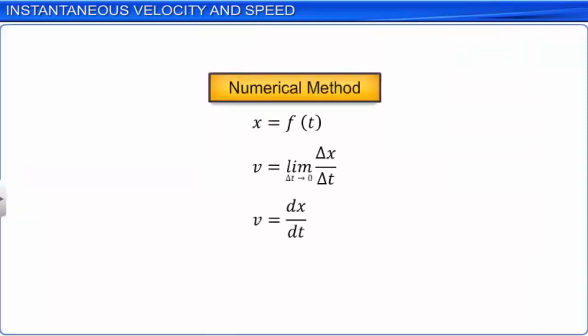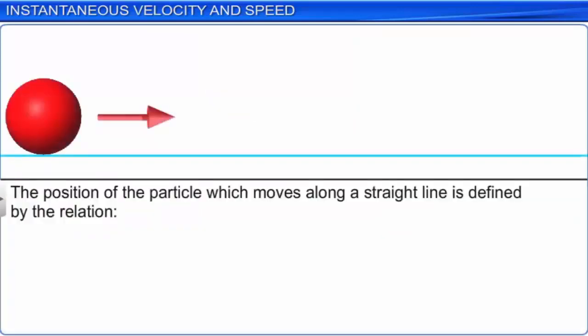The position of a particle that moves along a straight line is defined by the relation x = t³ - 6t² - 15t + 40, where x is expressed in meters and t in seconds.